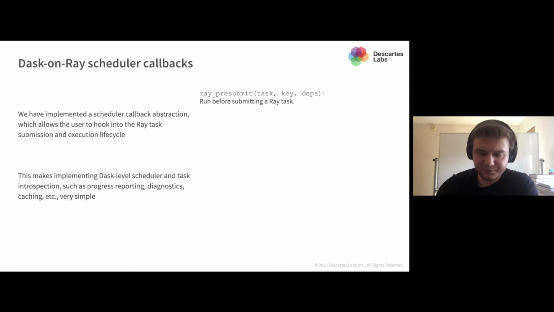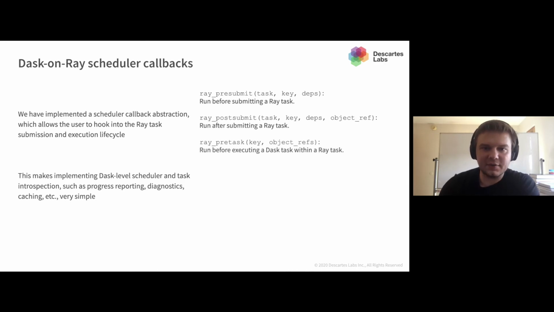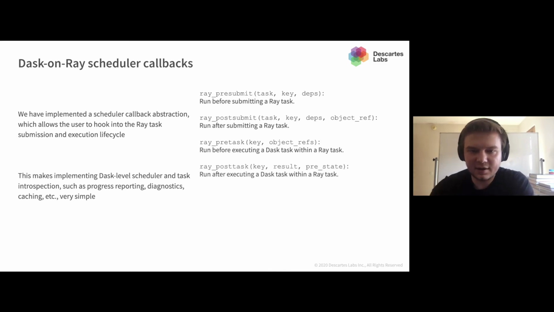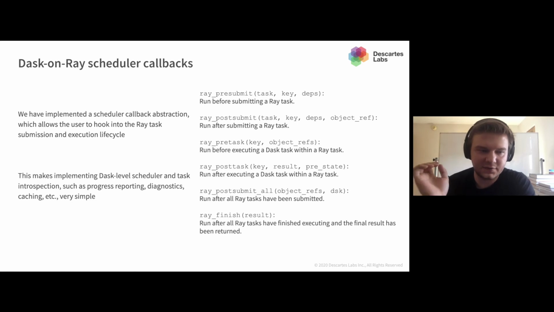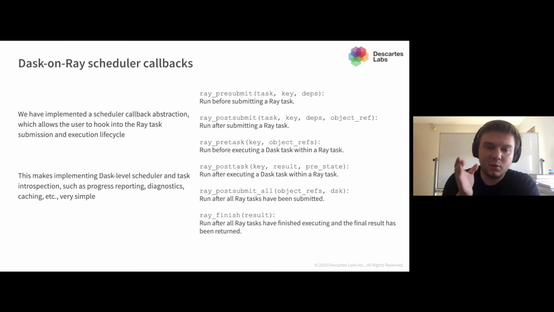We've used this extensively. And then we have a series of callback hooks. There's a pre-submit, which runs before submitting a Ray task, post-submit runs after submitting a Ray task, pre-task, which runs before executing a Dask task, and post-task, which runs after executing a Dask task, post-submit-all, that runs after all Ray tasks have been submitted, and then finally finish, which runs after all Ray tasks have finished. And the pre-task and post-task will run within the Ray worker, within the Ray task function, essentially.